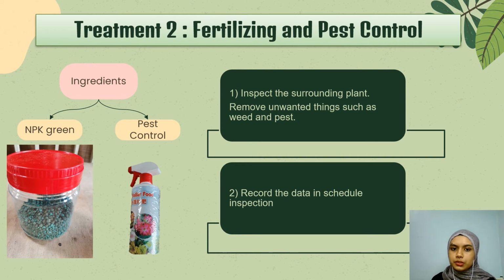So the second treatment is fertilizing and pest control. We need NPK green and pest control. First of all, we need to inspect the surrounding plant by removing unwanted things such as weeds and pests. And also we need to record the data in a scheduled inspection.